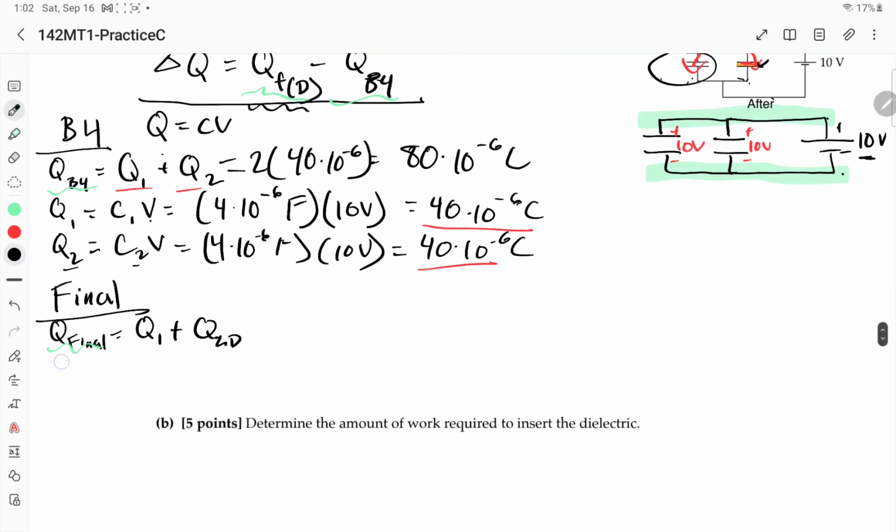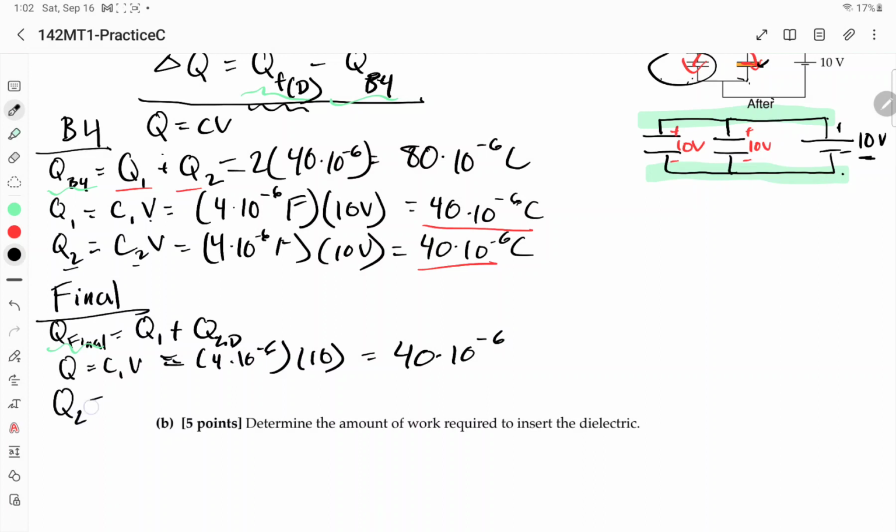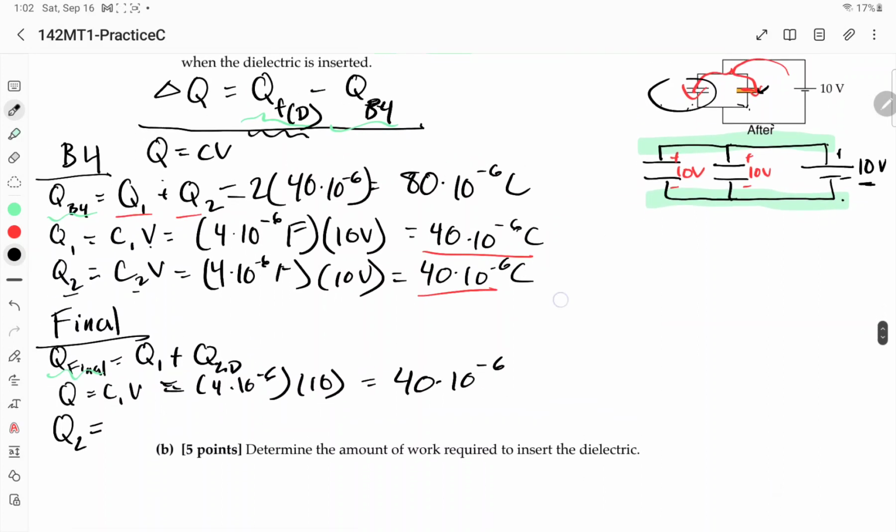Well, Q1, lucky us, is going to be the same thing because things don't change. C1 V. So I'm just going to write, we already know this is the same, so 4 times 10 to the negative 6 times 10 is equal to 40 times 10 to the negative 6. And now let's do Q2. So Q2 is equal to, well, Q is always equal to C times V, right?